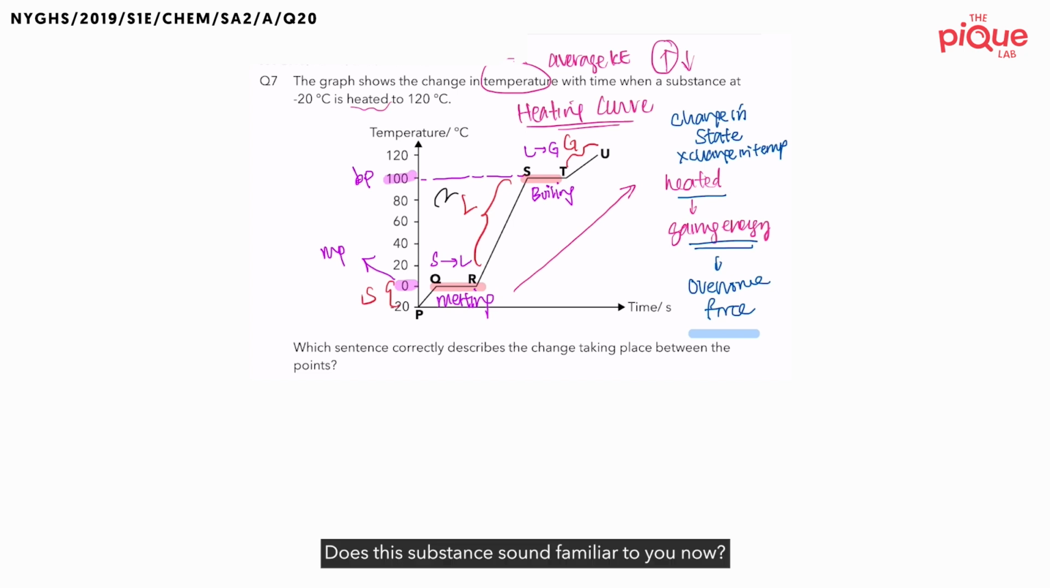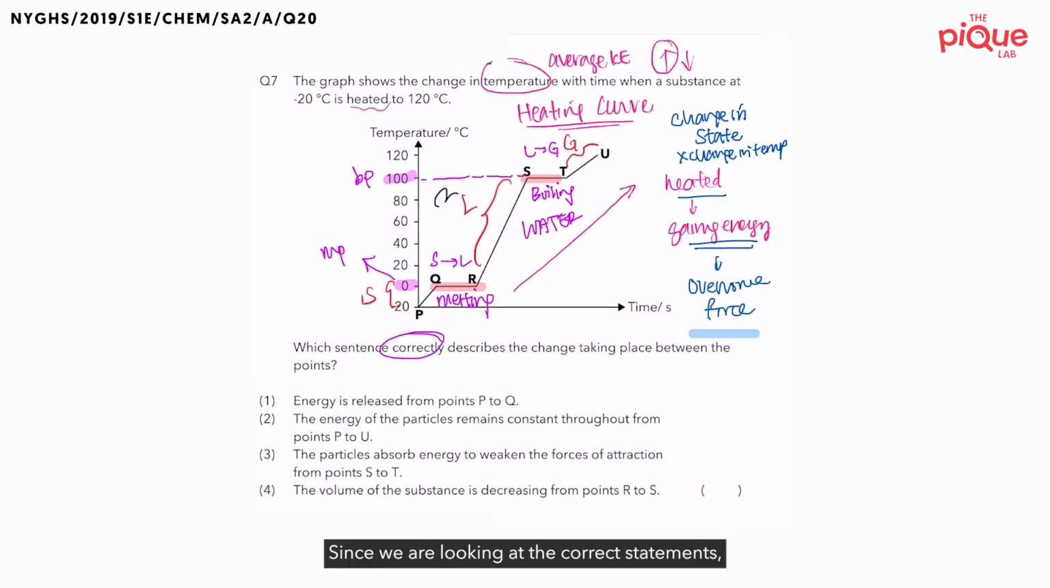Does this substance sound familiar to you now? What is something that has a melting point of 0 degrees Celsius and a boiling point of 100 degrees Celsius? That substance is actually water. Now that we know all of this, let's take a look at the options, as the question wants to know which statement correctly describes the change taking place between the points. Since we are looking for the correct statements, what we want to look out for are the ticks.